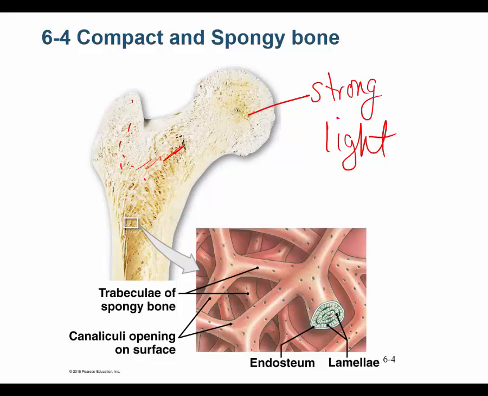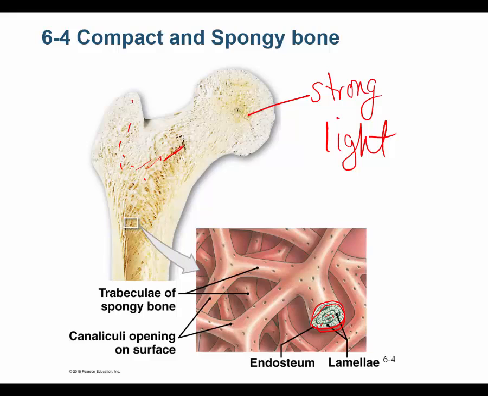And if you look at one trabeculae, you see the endosteum is surrounding it. Well, that makes sense, because most of my spongy bone is inside my medullary cavity. Why wouldn't it have an endosteum surrounding it? It does.